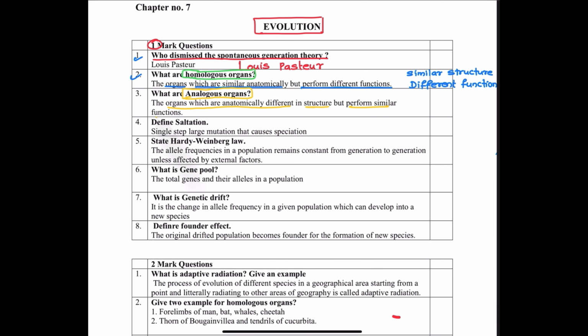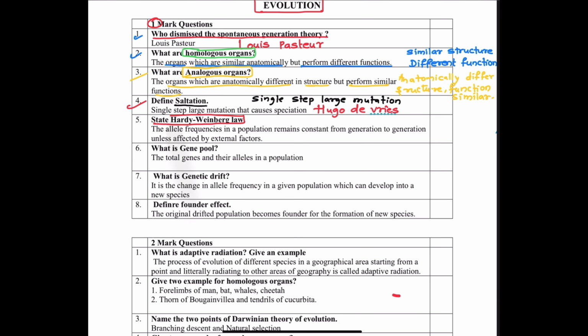Third question. What are analogous organs? The organs which are anatomically different in structure but perform similar function. In short, anatomically different structure, function similar. Fourth question. Define saltation. Single step large mutation discovered by scientist Hugo de Vries.